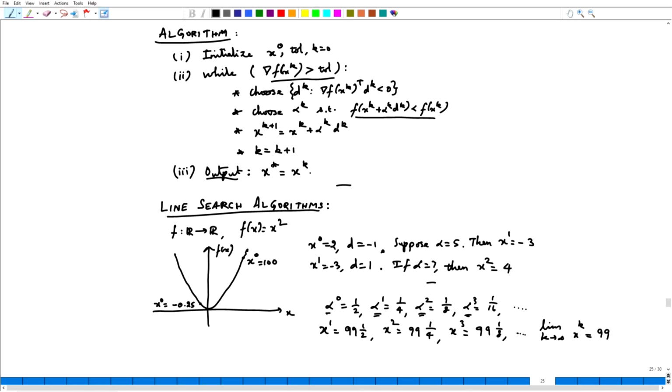So, now note that I am going to choose alphas as constants. So, alpha 0 is 0.5, alpha 1 is 0.5, alpha 2 is 0.5, dot dot dot. Now, since x naught is minus 0.25, you can see that d is plus 1. So, x 1 is minus 0.25 plus 0.5 which is 0.25.